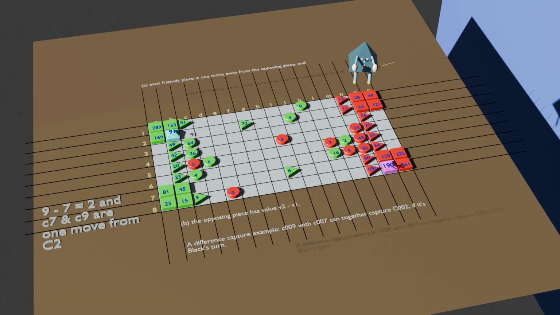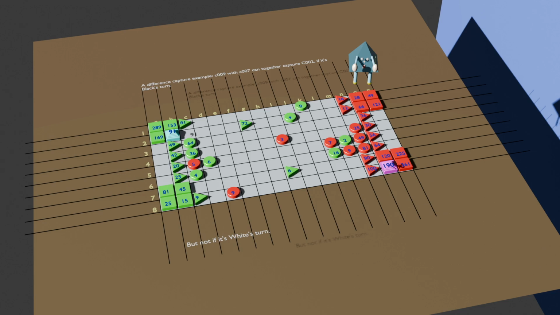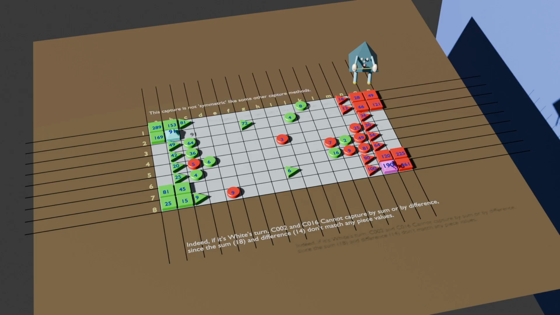A difference capture example. C9 with C7 can together capture the white circle C2 if it's black's turn, but not if it's white's turn. This capture is not symmetric, like some other capture methods. Indeed, if it's white's turn, C2 and C16 cannot capture by sum or by difference, since the sum, which is 18, and difference, which is 14, don't match any piece values.